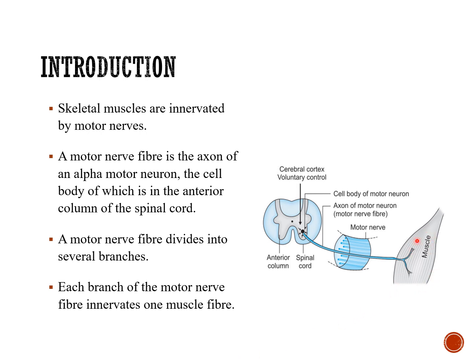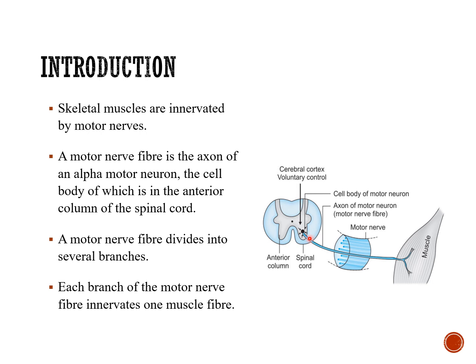So here you can see we have a muscle which is innervated by a motor nerve fiber. What is this motor nerve fiber? Motor nerve fiber is an axon of the motor neurons, where the anterior column of spinal cord contains the motor neurons. There are two different types of motor neurons.